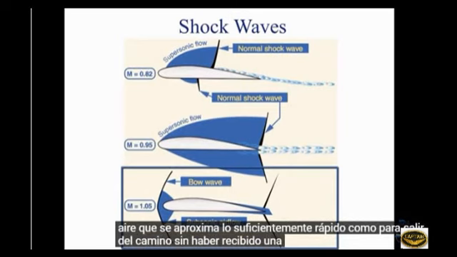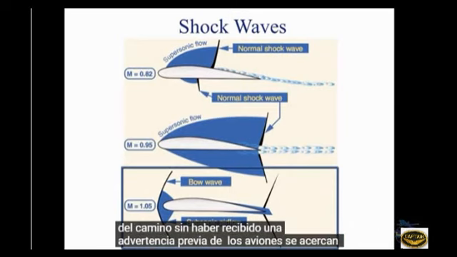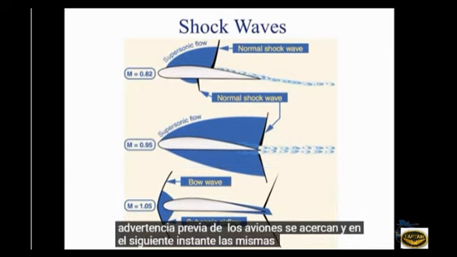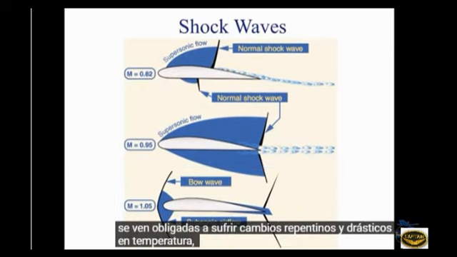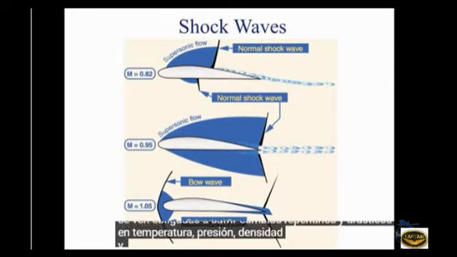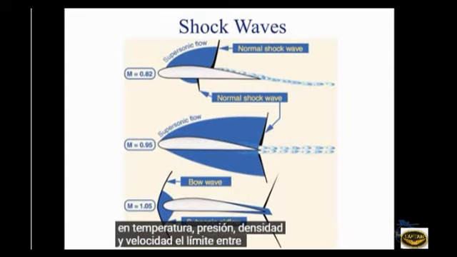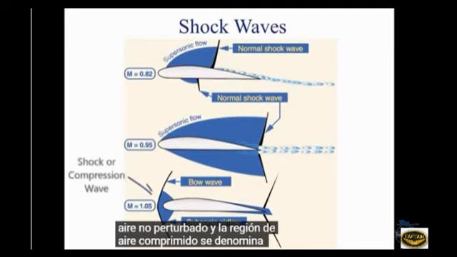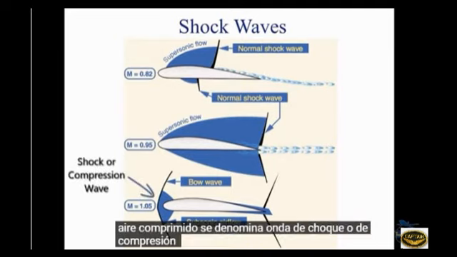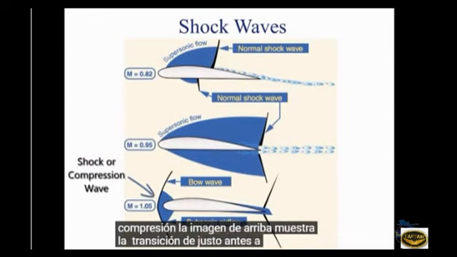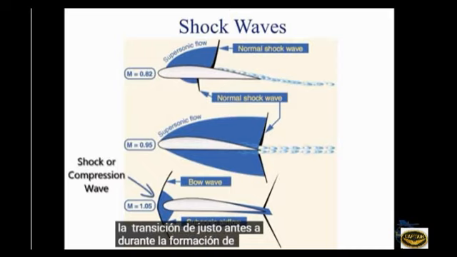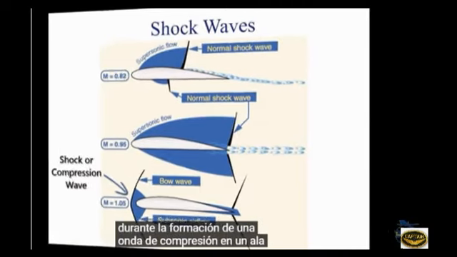Having had no advanced warning of the airplane's approach, in the next instant the same air particles are forced to undergo sudden and drastic changes in temperature, pressure, density, and velocity. The boundary between the undisturbed air and the region of compressed air is called a shock or compression wave. The above picture shows the transition from just before to during the formation of a compression wave on a wing.